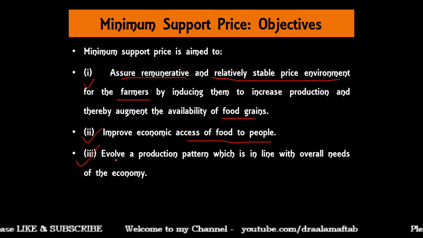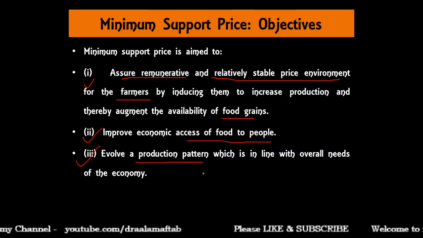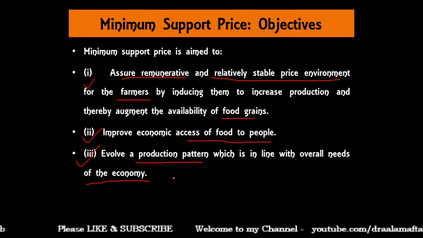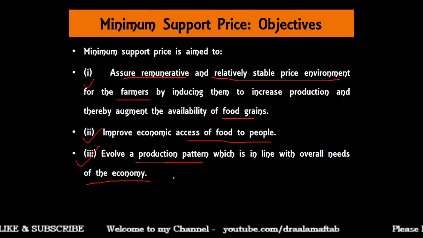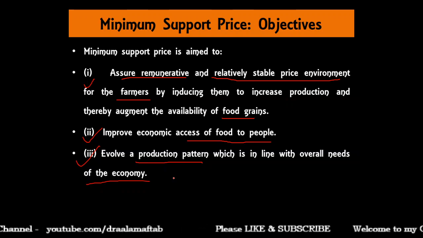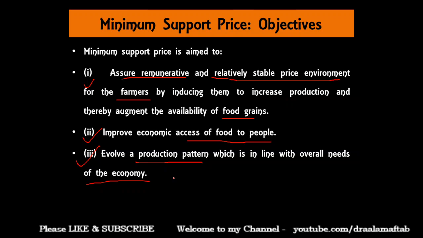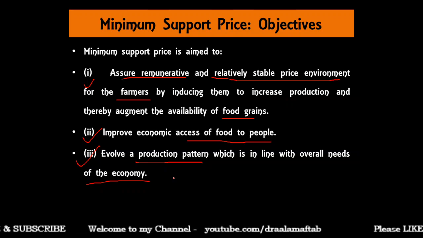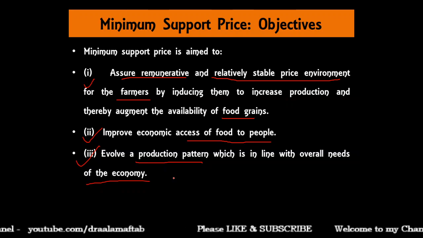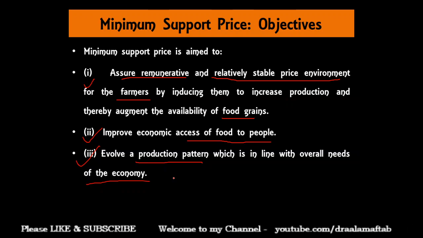Third objective is to evolve a production pattern of different crops which is in line with overall needs of the economy. If the economy needs more of wheat, more of rice, or more of oil seeds, more of pulses, MSP guides the production pattern, the cropping pattern in the economy. By announcing a certain price, the government guides the farmers to produce a certain amount of a particular crop. So these three are the important objectives of minimum support price.